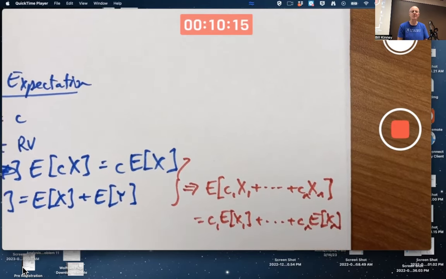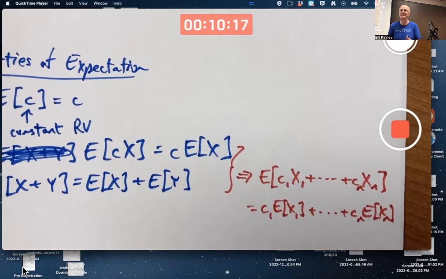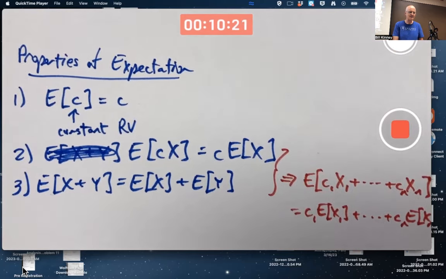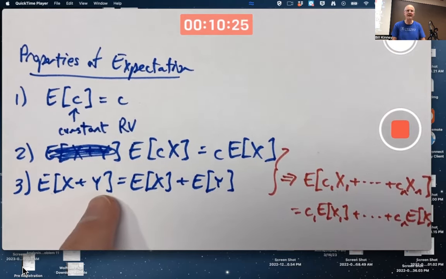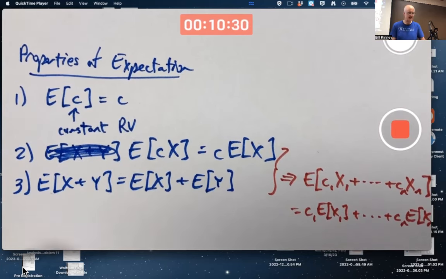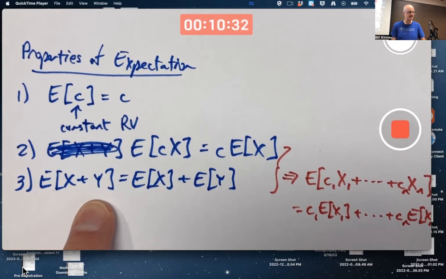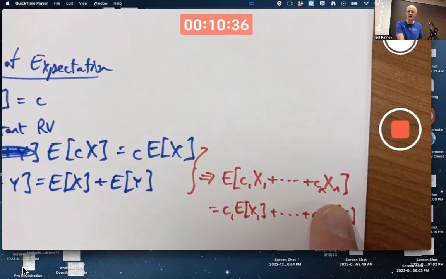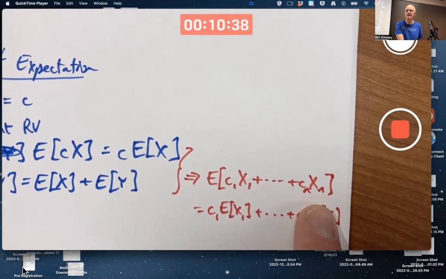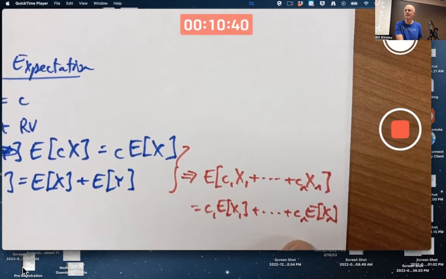You've seen these kinds of properties occur in your mathematical past before. Calculus: if the expected value operator was a derivative operator, and x and y, instead of being random variables, were differentiable functions, this would be saying the derivative of the sum of two functions is the sum of their derivatives. The derivative of a linear combination of functions is the corresponding linear combination of their derivatives. You've done that kind of thing before.